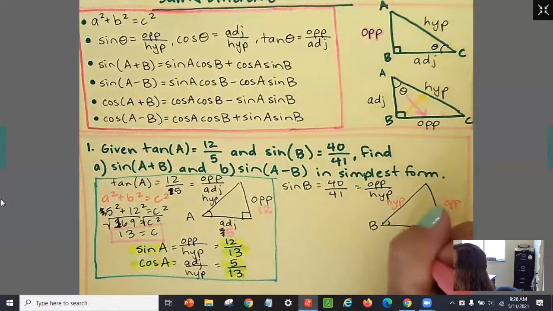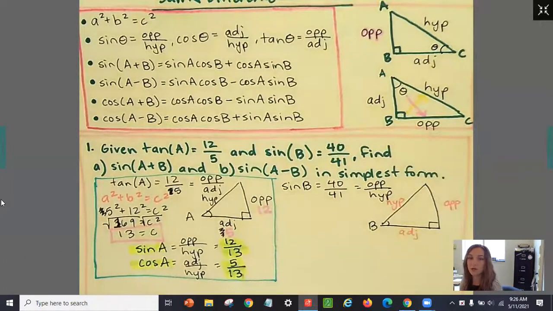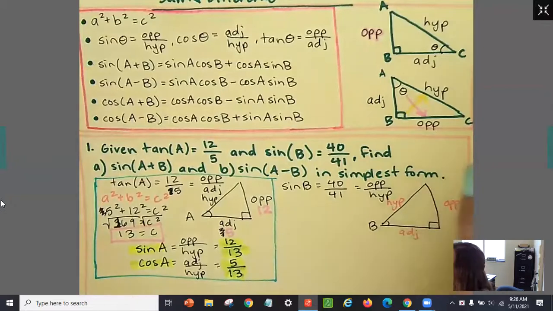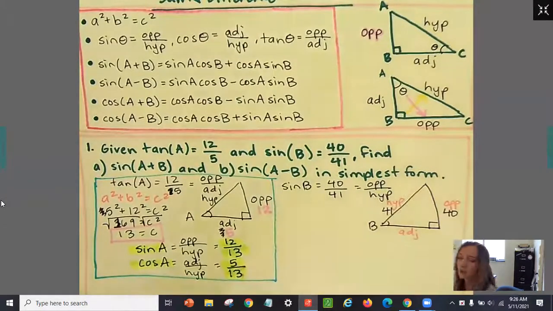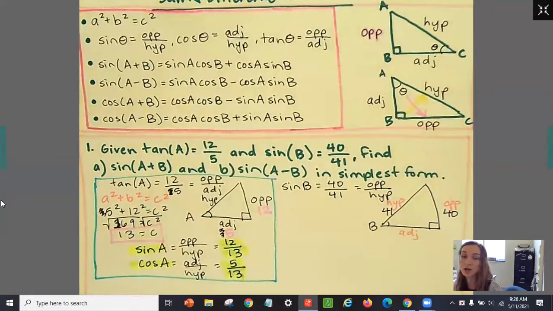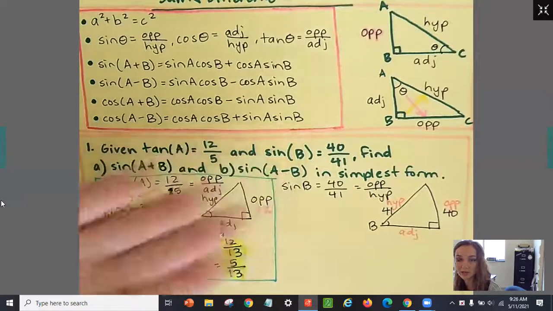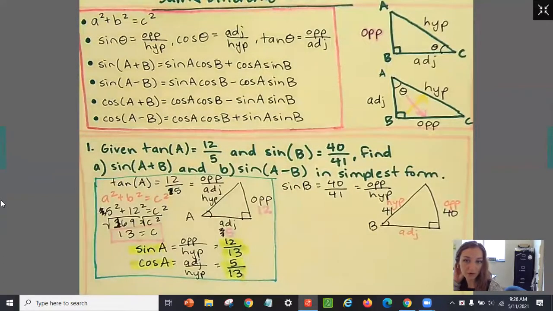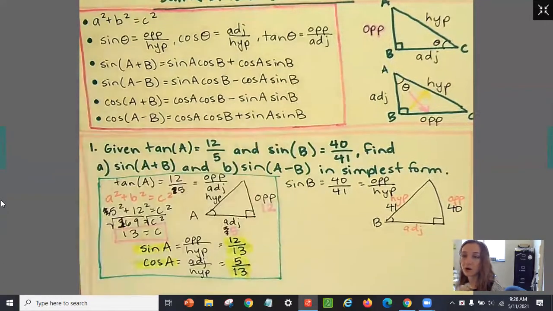And then the other one is the adjacent. Since we know that the opposite is 40 and the hypotenuse is 41, we're going to label this. So the opposite is 40 and the hypotenuse is 41. Now we need to find the adjacent side so that we can calculate our cosine value. We already have our sine, so that's good. So let's find our cosine of B by finding our adjacent side.